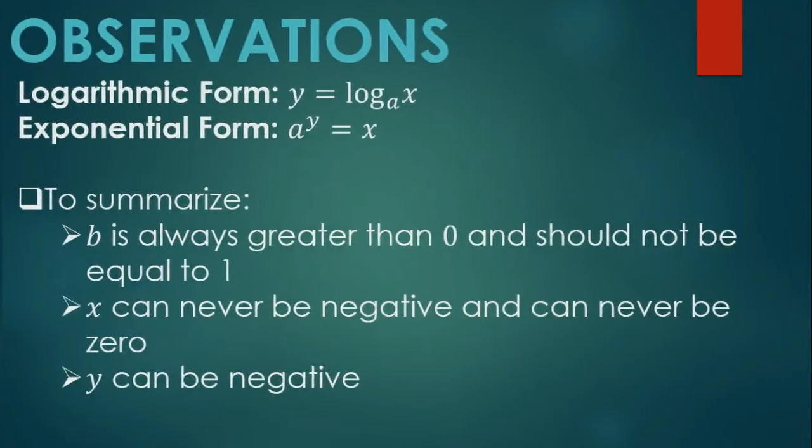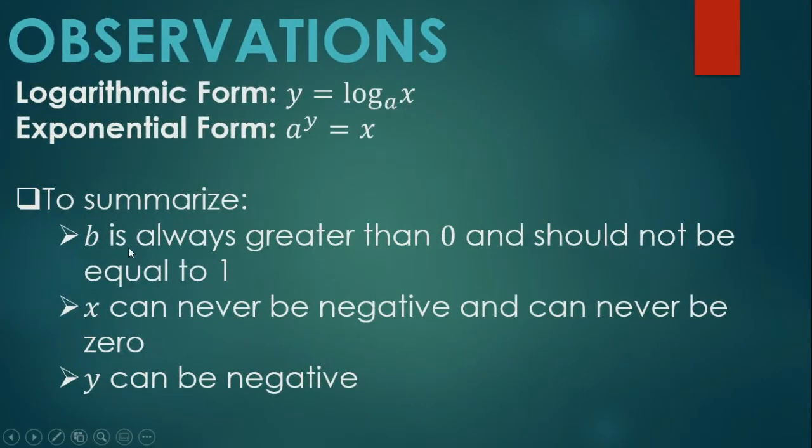Okay? To summarize, b, the base, is always greater than 0 and should not be equal to 1. So, bawal siyang mag-negative, bawal siyang mag-0, bawal siyang mag-1. Laging positive si base. Yung x naman, yung result sa ating exponential form at yung number na katabi ni ating subscript, it can never be negative and can never be 0. Bawal siyang mag-negative, bawal siyang mag-0. And then, lastly, yung exponent natin at yung ating sagot sa ating logarithmic form, which is y, it can be negative and also it can be 0. In addition to that, y can be 0.